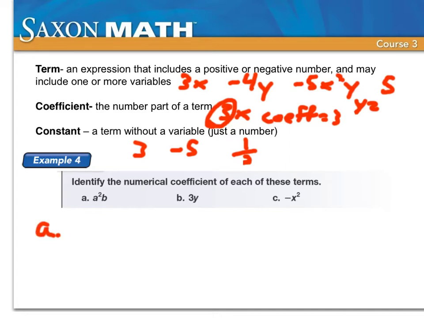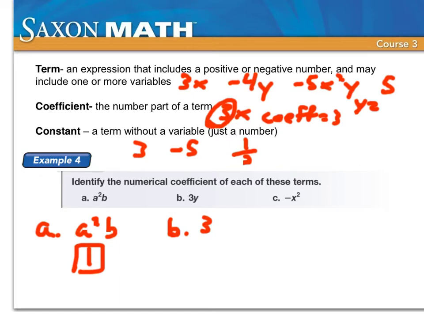Letter A, it says identify the numerical coefficient of each of these terms. So remember, the coefficient is the number part of a term. Well, the first thing I'm going to do is rewrite my term, a squared b, and I'm going to look for the number that goes out in front. I'm not talking about the exponent, I'm talking about a big number that would go out in front of these. Well, there's no number there, and we talked up top with the yz about if there's no number there, then the coefficient is just 1. Okay? If there's no number out in front, the coefficient's 1.